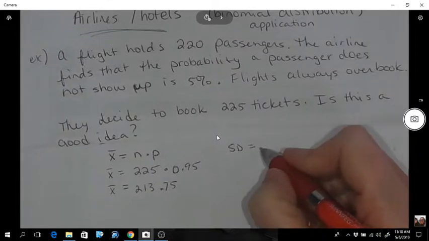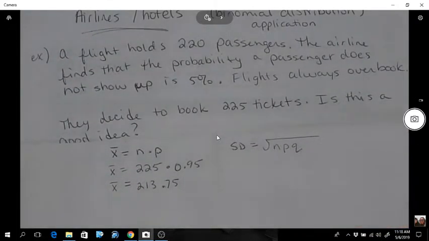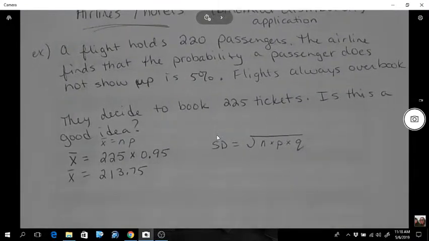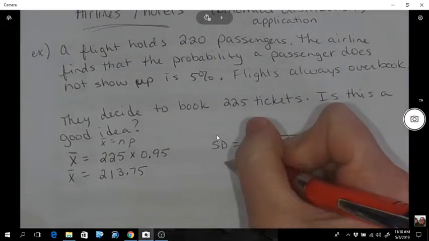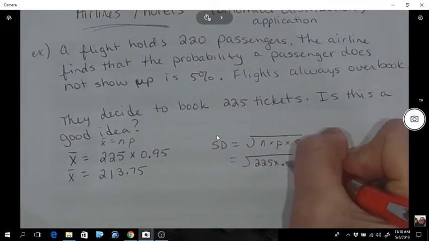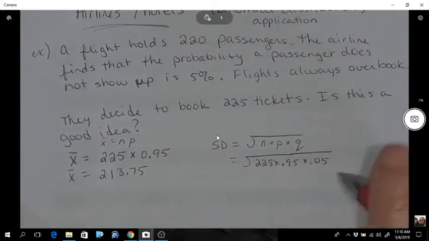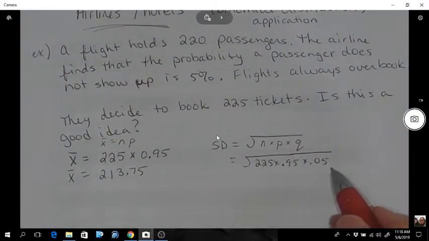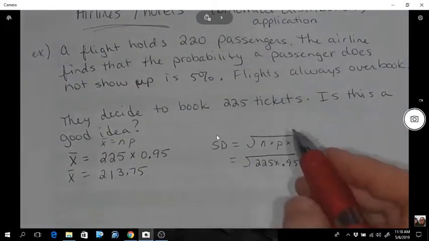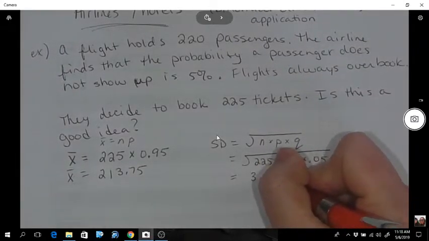Standard deviation formula is the square root of npq. Okay, so let's figure out what that is. And we have the square root of 225 times 0.95 times 0.05. So P is show ups, Q would be the not show up percents. Okay, so that comes out to 3.27.